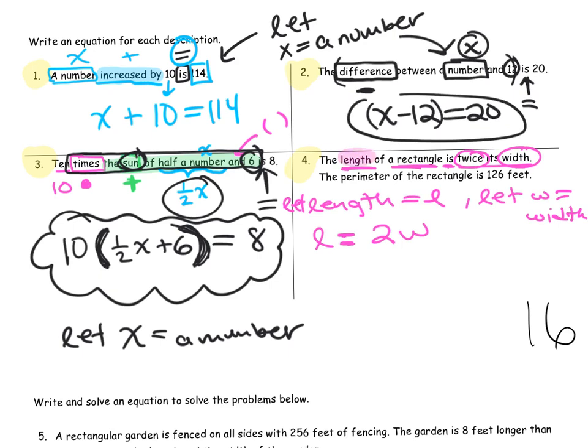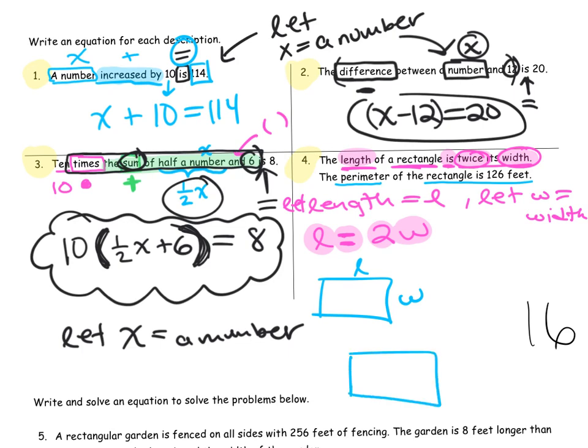The length, L, of a rectangle is twice its width. Pay attention to how I highlighted that in that order. We have the perimeter of a rectangle is 126 feet. Well, let's draw a rectangle. Here's my length, here's my width. Doesn't matter where I put them. If this is my length, we know length equals 2W, and this just stays W.